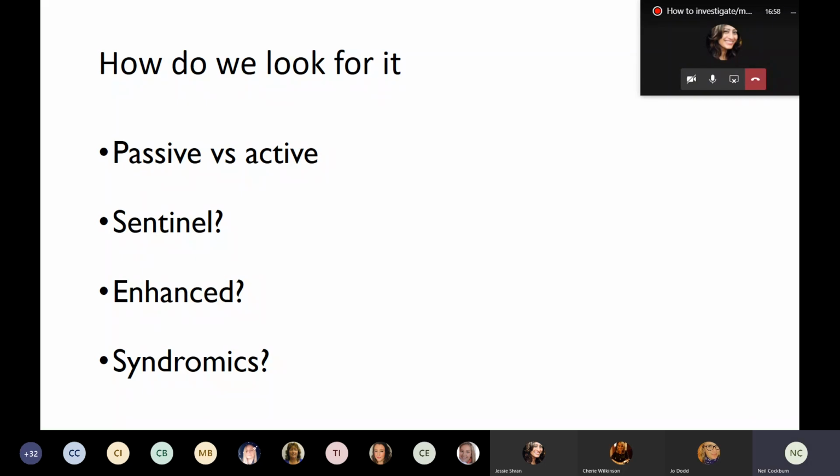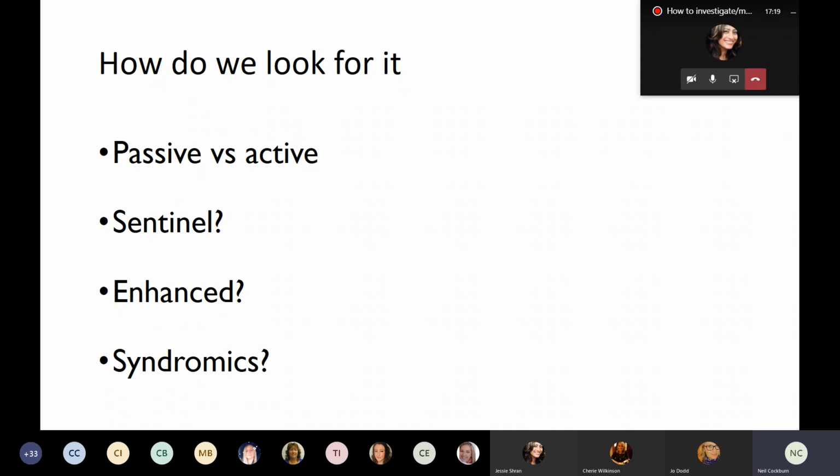And how do we look for it? What is the mechanism for the surveillance system? Is it going to be passive or active? Passive or active will refer to is it something that's collected on a registry? Is it something that we do routinely all the time? Or are we actually going out specially to look for it?